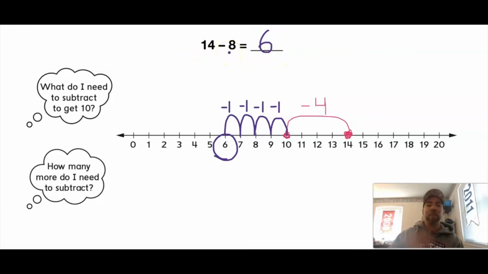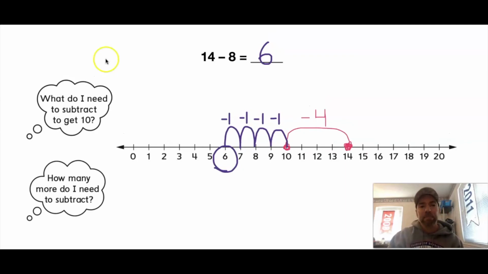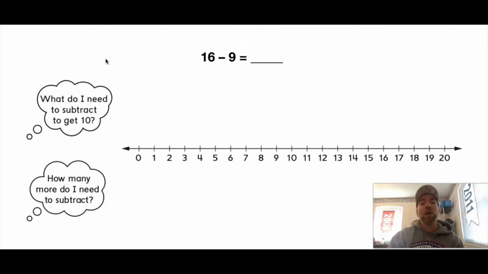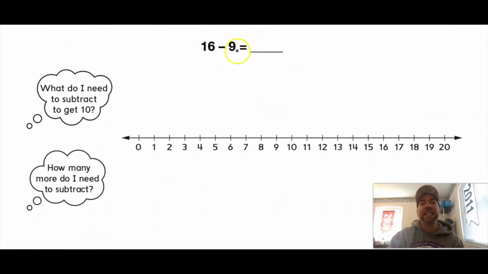14 minus 8. I'm 4 away from 10. And then I'm 4 more below 10. And 10 minus that 4 more gets me to 6. Awesome job. Let's try one more problem. Let's clear off of our sheet protector and let's try our last one. This time, our problem is 16 minus 9. Where do you think we need to start on our number line if our problem is 16 minus 9? We're going to start at our big number, the number 16.